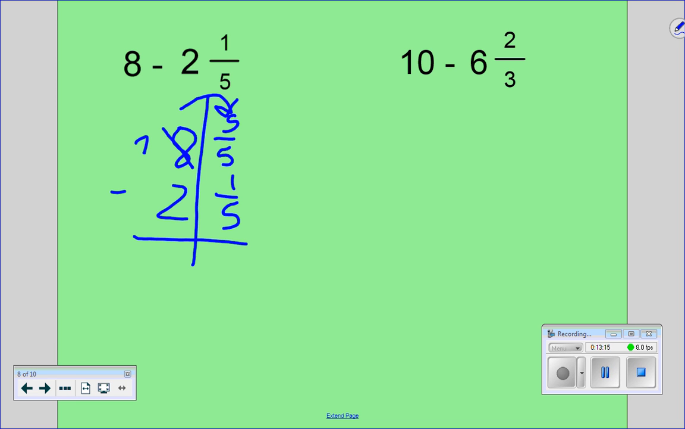Now, how do I know what it looks like? Because I'm looking at this one right here. I'm just going to automatically make it the same denominator. So whatever this is, that's what it's going to be up here. Now I can subtract. Well, 5 minus 1 is 4/5. 7 minus 2 is 5. 5 and 4/5. I'll keep that up there, and I'll do another one for you.